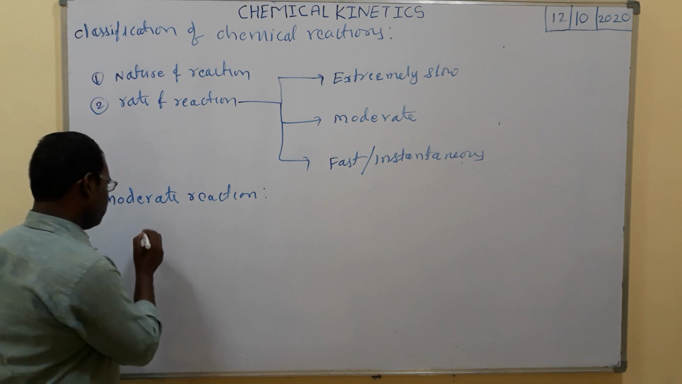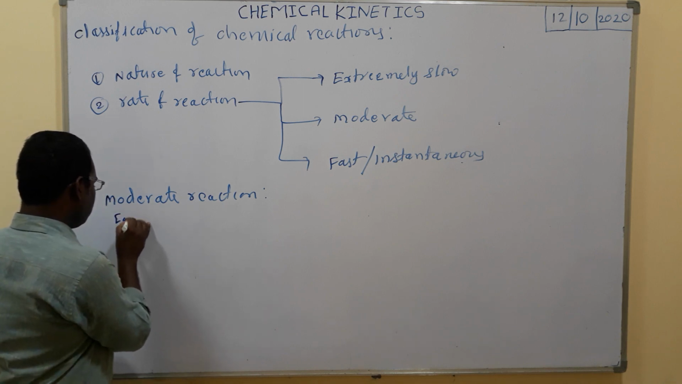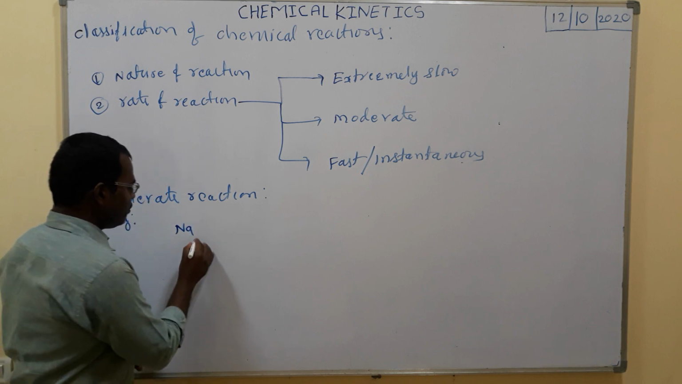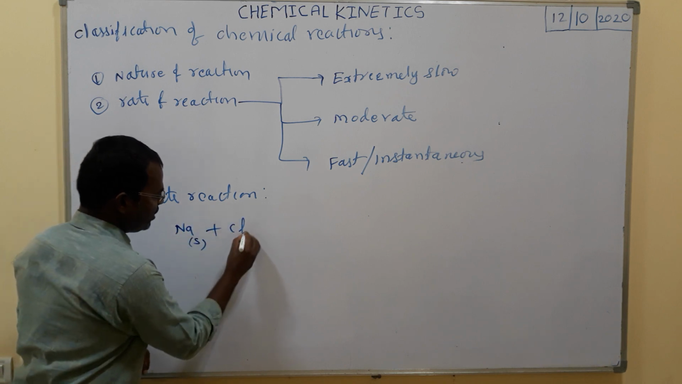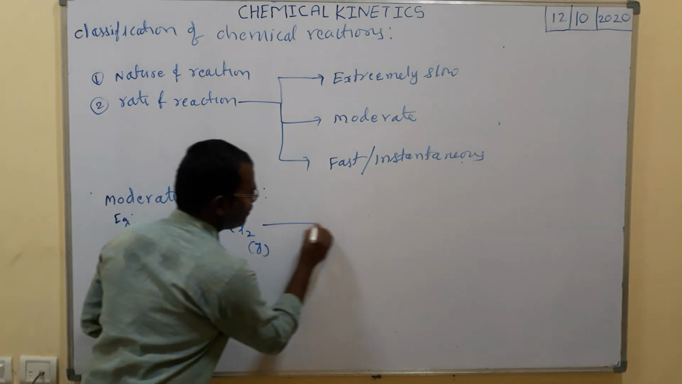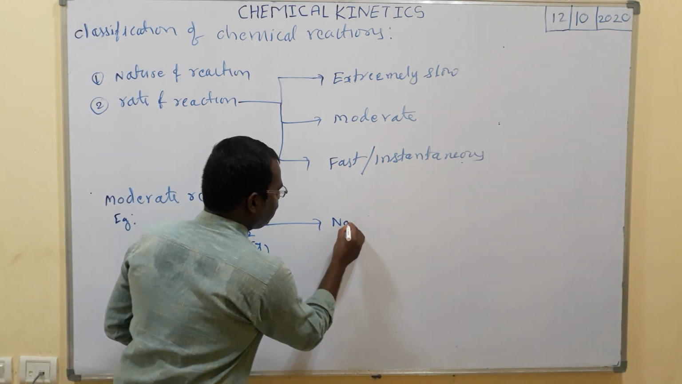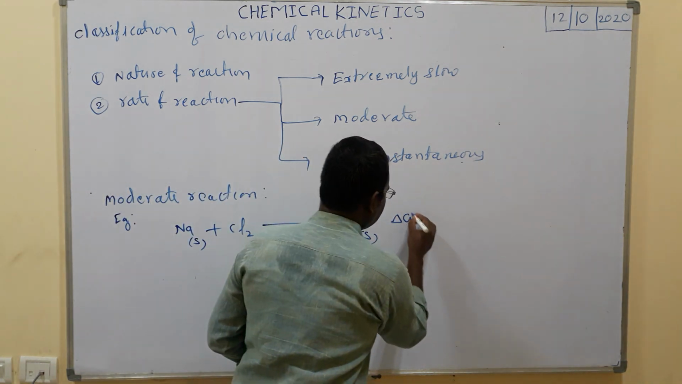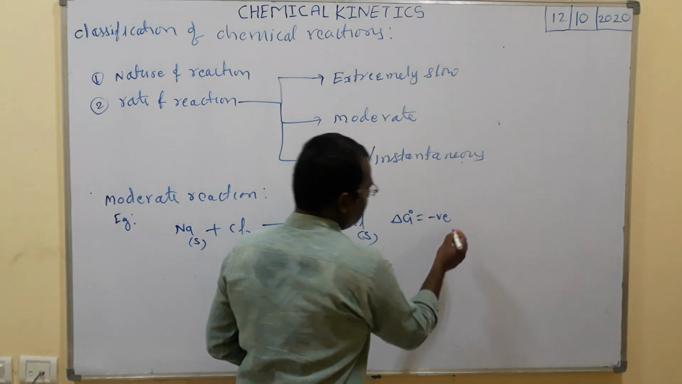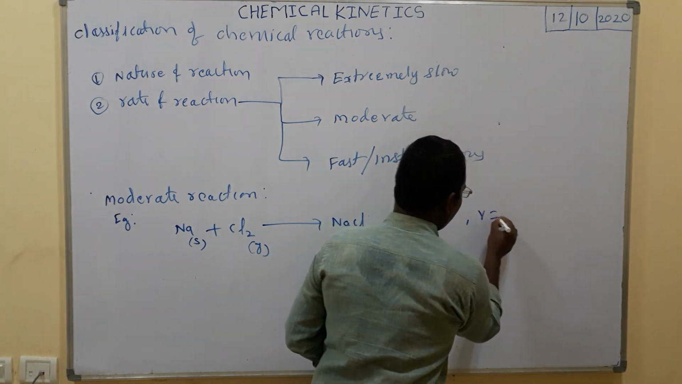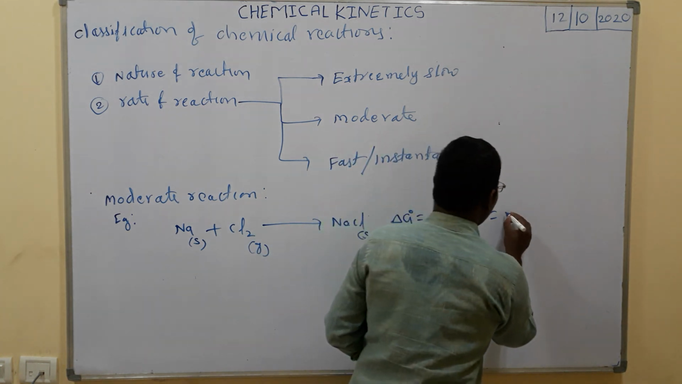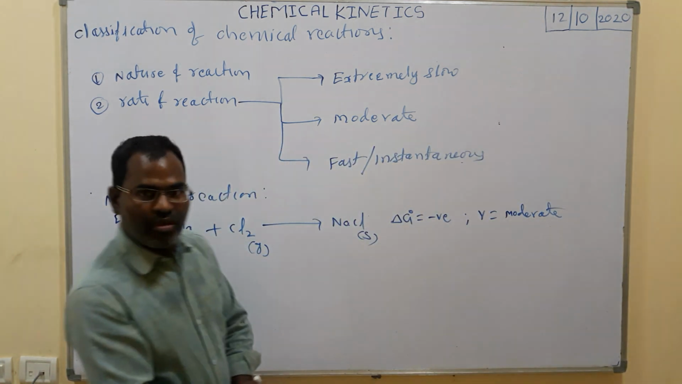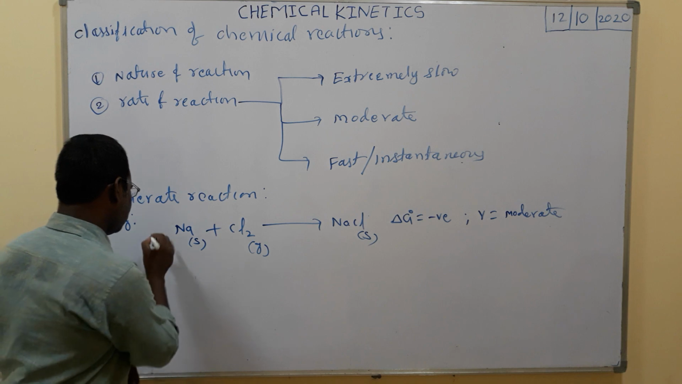So let us take the examples. The first one is, let us take sodium metal. Sodium is a solid, combined with chlorine gas, then we can get sodium chloride as a solid. For this reaction, delta G naught is negative, whereas the rate is moderate. Its rate is measurable, hence it is a moderate reaction.